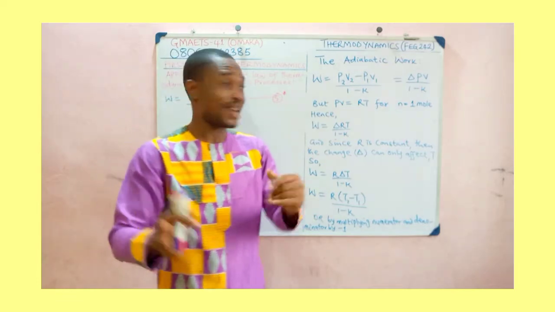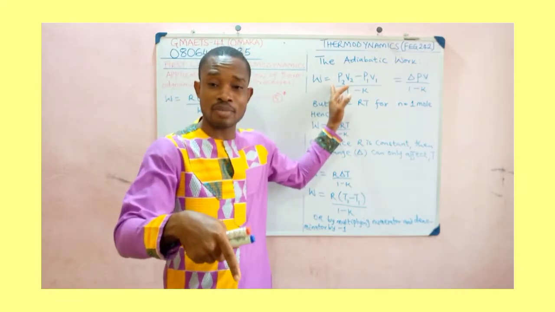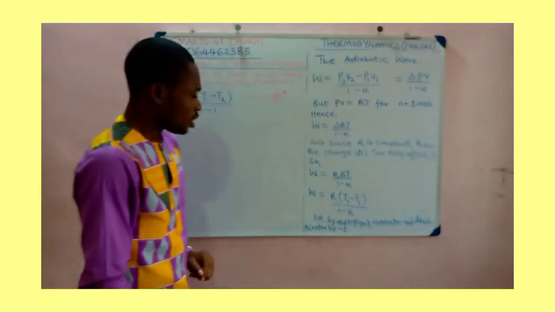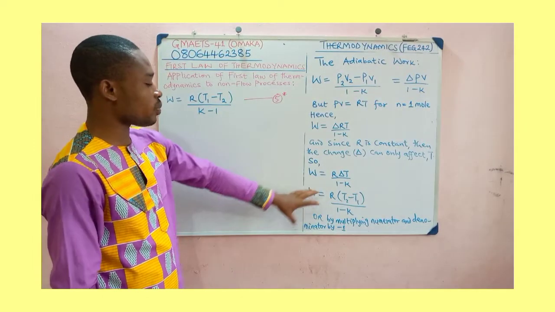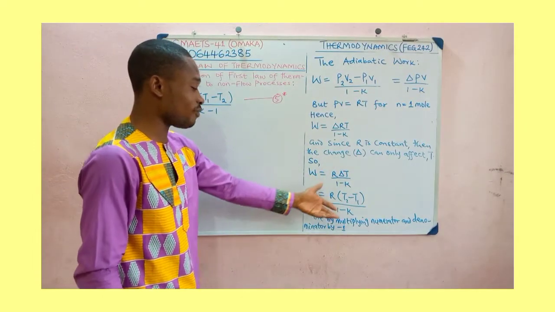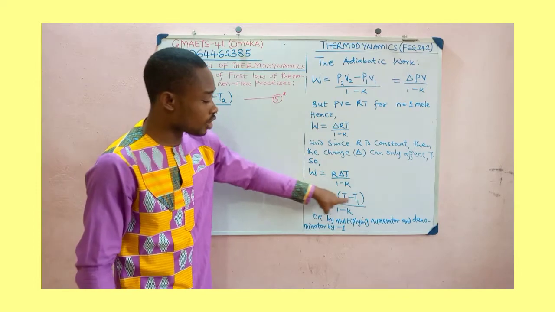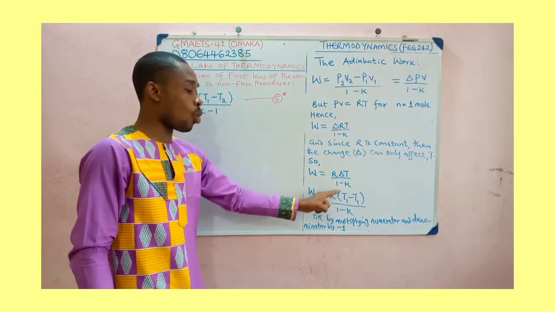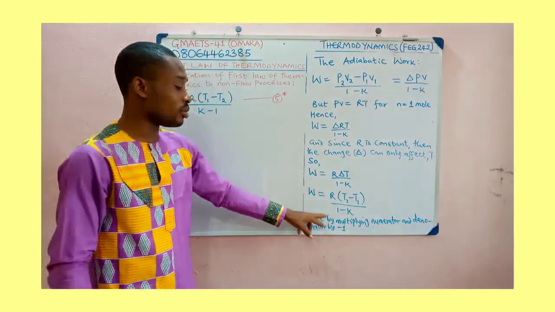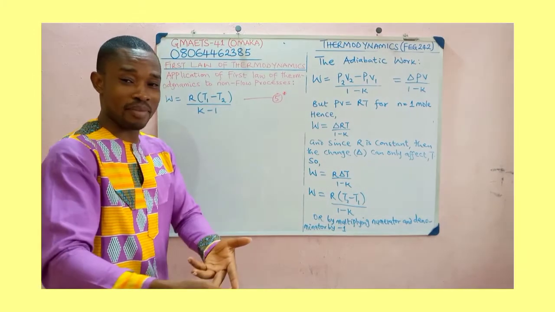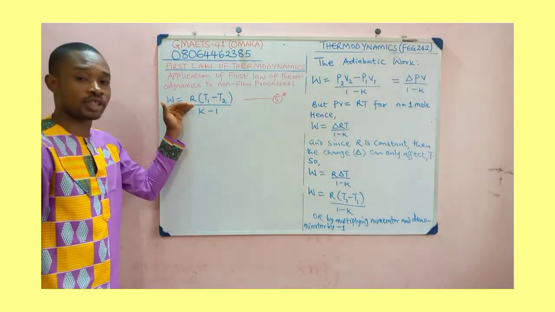We did something like that earlier on this formula previously before we went for break. Okay, having said that, multiplying the numerator and denominator by negative 1 will reverse the order of this temperature change to T1 minus T2, while the denominator will be K minus 1. Look at it in this order.